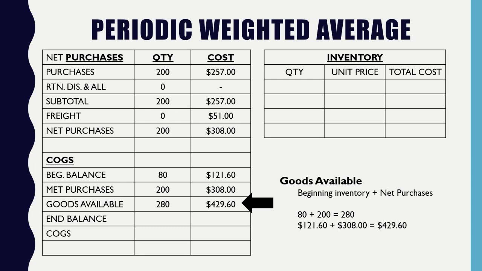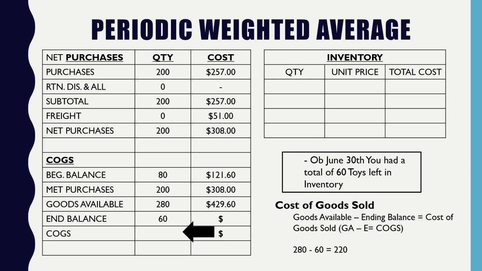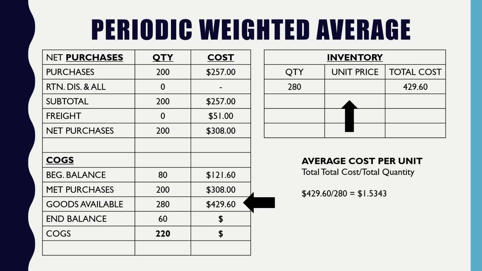So now I know that for my ending balance, I have 60 units remaining. So at least I know how many units I'm going to be selling, or that I sold. In this case, 280 minus 60 left over is going to give you 220. Now I need to piece together everything.